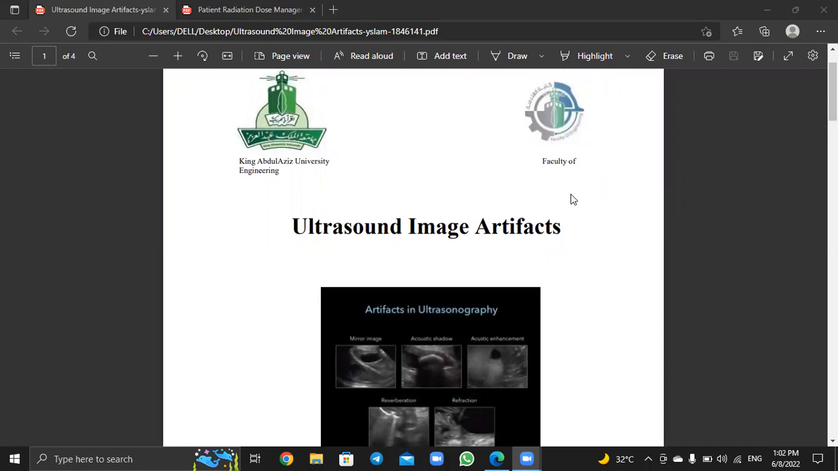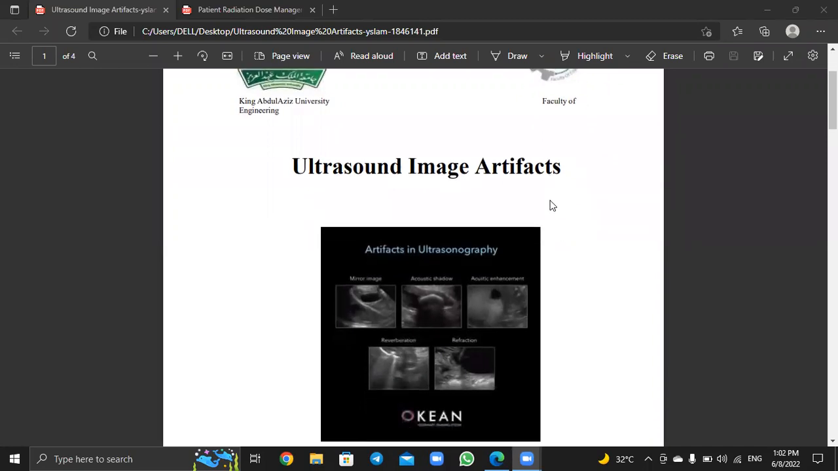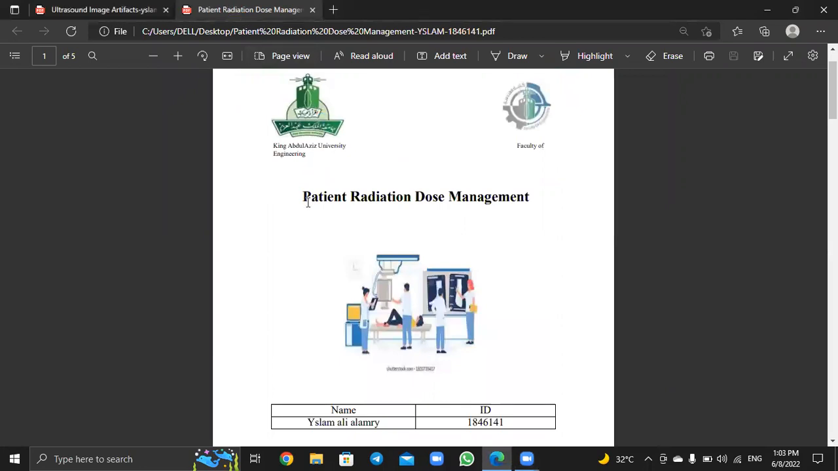My name is Yslam Alamry, and here I am going to represent my individual project, which is divided into two types. The first type is ultrasound imaging artifact, and the second type is patient radiation dose management.